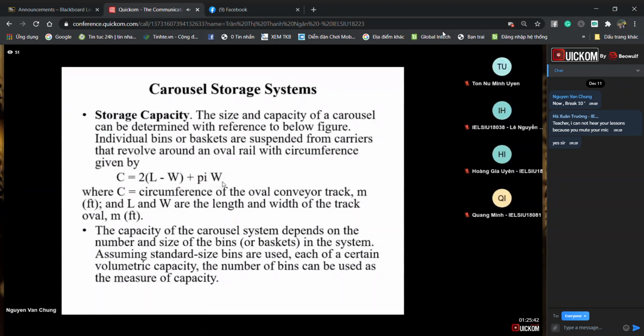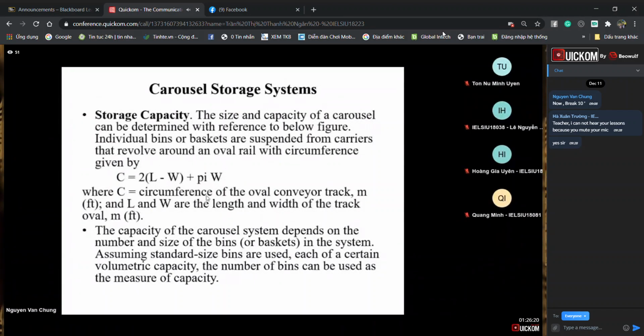Okay, and W is the width, C is the circumference of the oval conveyor track, and L is the length, where the length and width of the rack can be in meters or feet, depending on the unit you use.